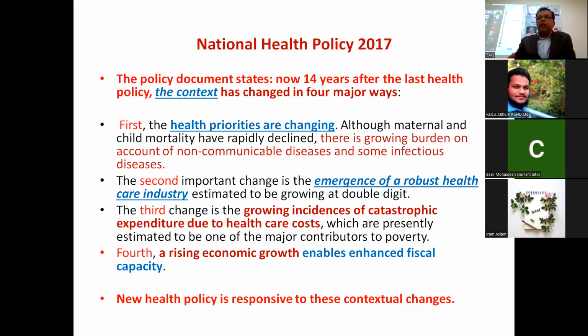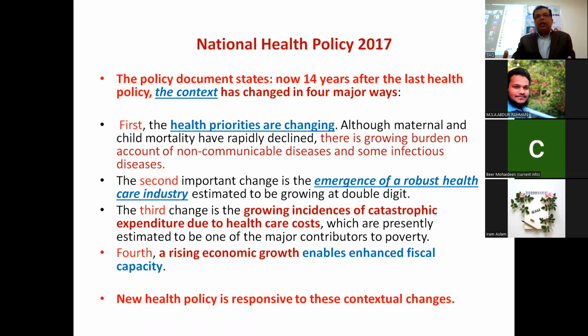And then there is another important thing, that this National Health Policy basically came in a new political regime. And it included several new dimensions. So let us talk about some of these dimensions. The policy document states, now 14 years after the last health policy, the context has changed in four major ways. This 2017 policy categorically says that the context has changed now. What context we had in 2002 is different from what context that we have in 2017.